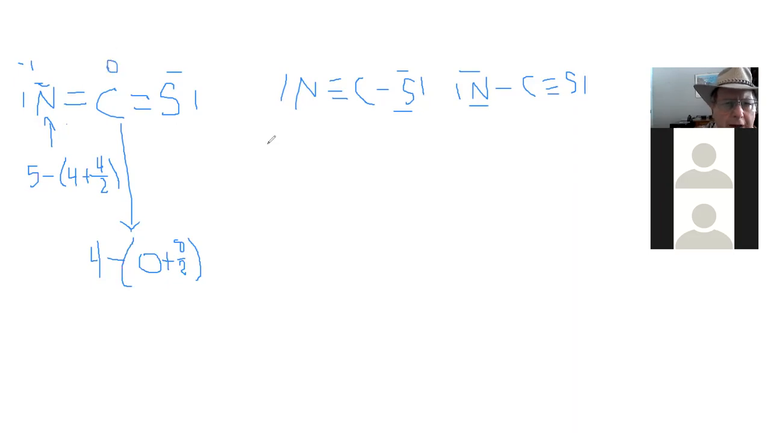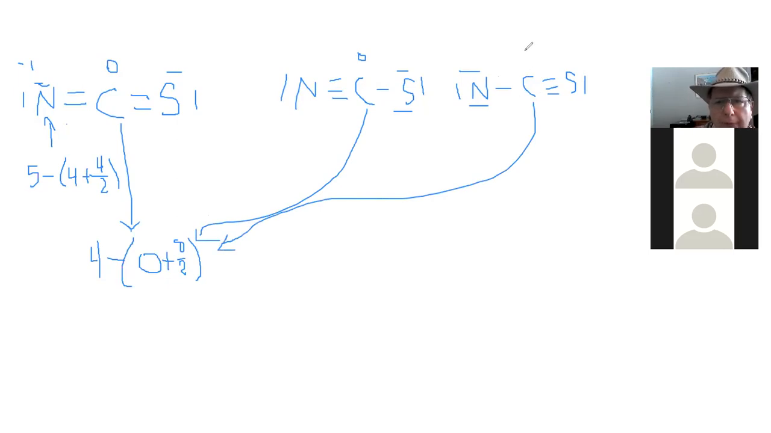Okay. Now let's look at this carbon. Does it also have no lone pairs and 8 bonding electrons? Yes. So what's the charge on this one? 0. Let's look at this one. Also 0. So that's why I wanted to save a little time there.